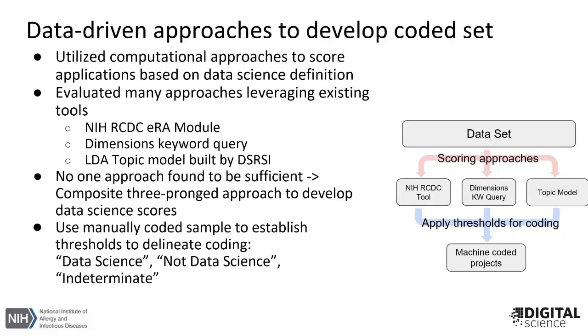Looking at all these 3 methods together, we saw there was a lot of overlap between them, but also each of them was picking out things on their own. And since we really wanted to get as complete a view as we could, we had to use all of them together. We couldn't just pick one.